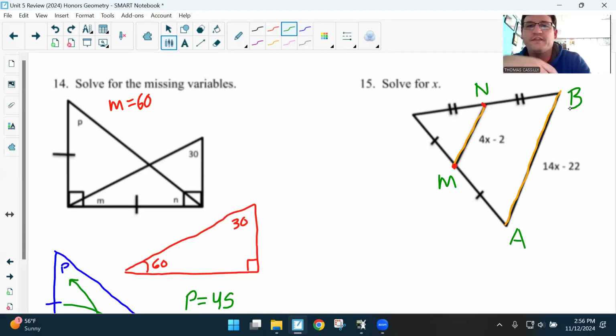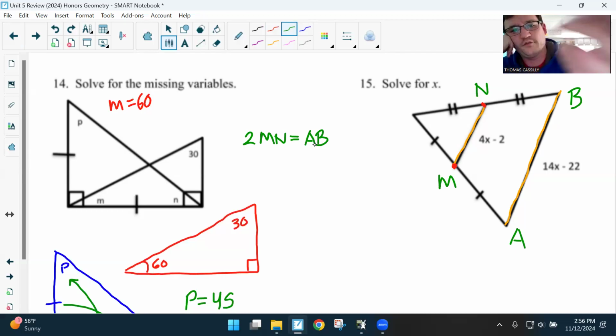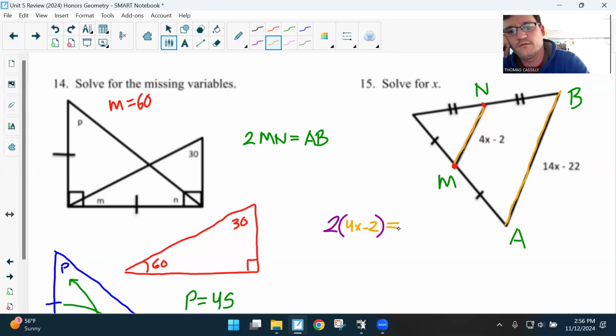All right, so if I wanted to think about this formula-wise, I could say 2 times MN, or 2 times the length of MN equals AB. So in other words, if I take the mid-segment and I double it, that gives me the base. All right, so let's just put that all in there. So 2 times 4x minus 2. All right, so there's that mid-segment. If I double it, that equals 14x minus 22.